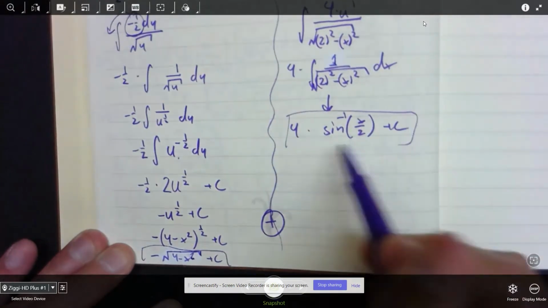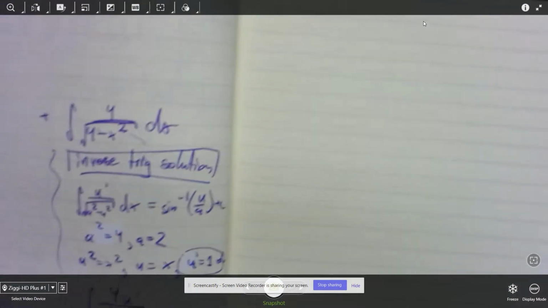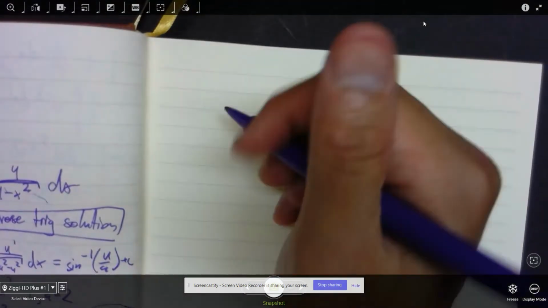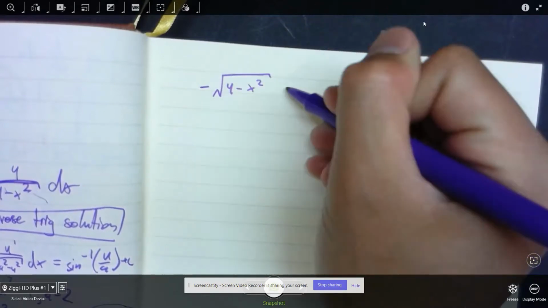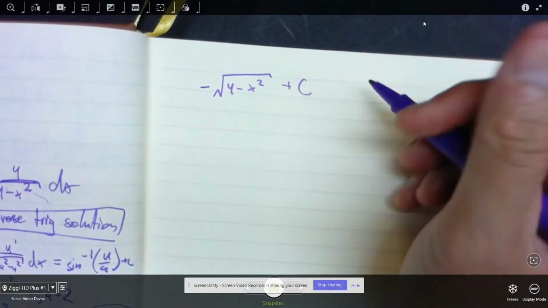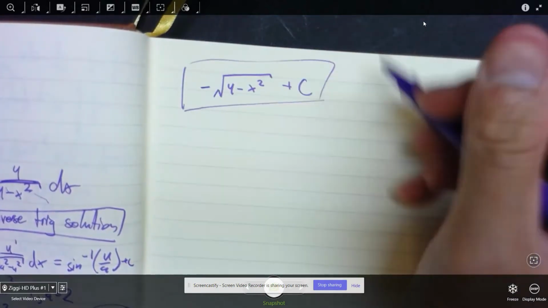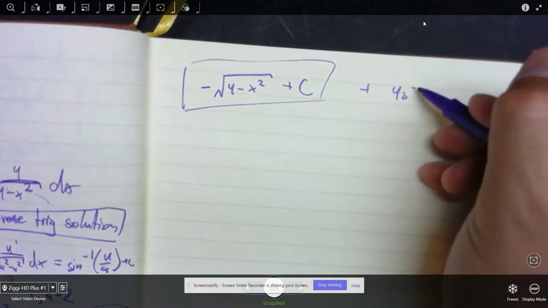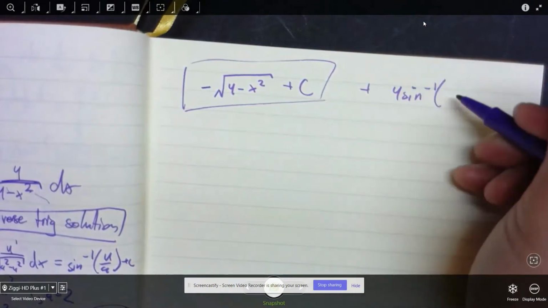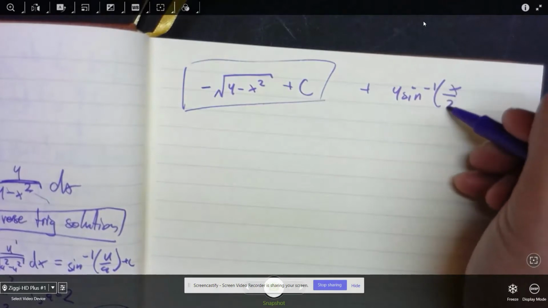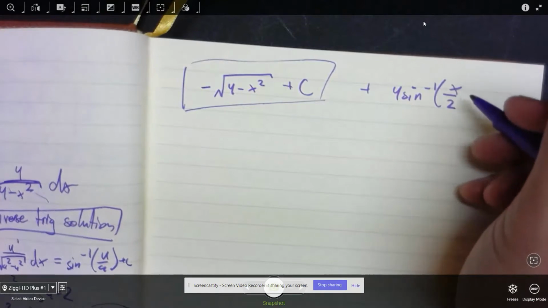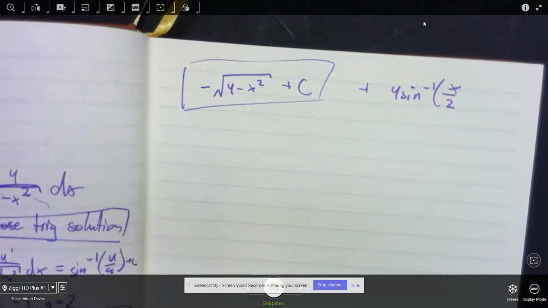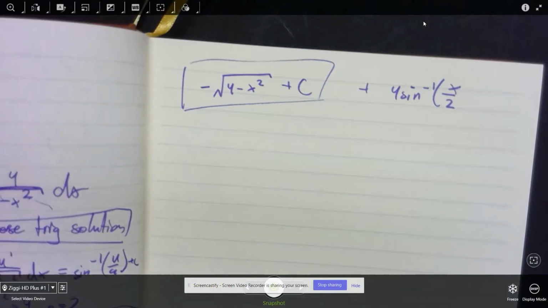I took the integrals of both sides, and now my final answer should have this plus this. So if I had to rewrite my final answer, it would look something like this. Negative square root of 4 minus x squared plus c, so that was the left side, plus 4 inverse sine of x over 2. Let's see. Did I do that correctly? Yes, I believe I did. Let me see. Sorry, I just want to go back. I always make mistakes in my notes. Did I forget something? Nope, I did not. Okay, perfect.